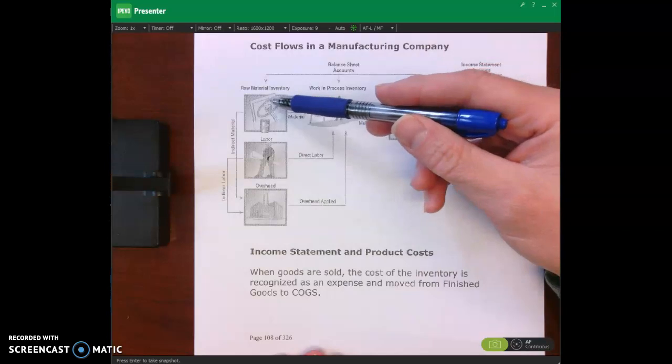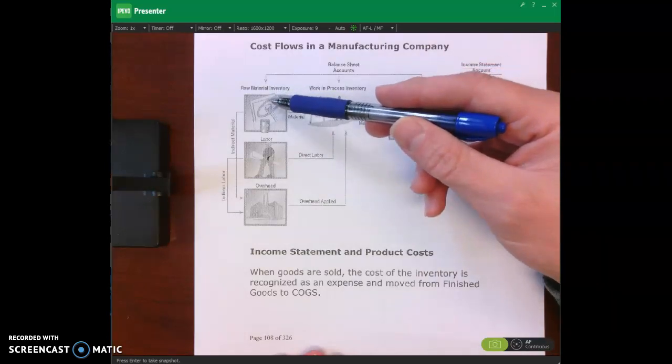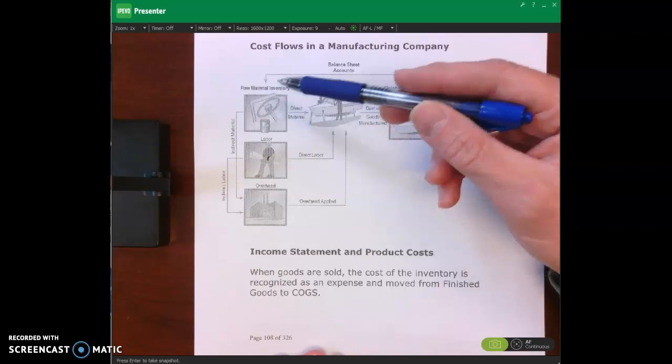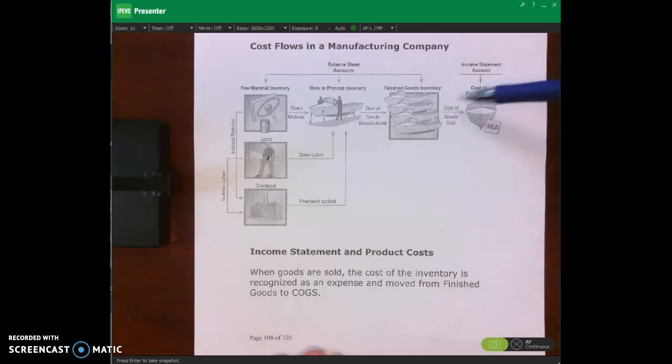So remember from the prior lecture video, manufacturing companies have three inventory accounts: raw materials, work in process, and finished goods. And then once we sell our finished goods, it moves from finished goods to cost of goods sold. Cost of goods sold is an income statement account.